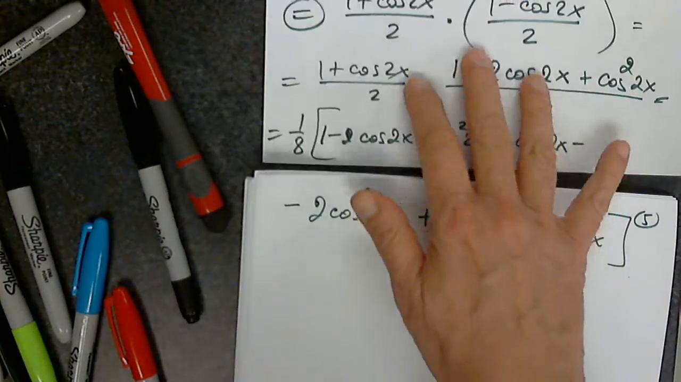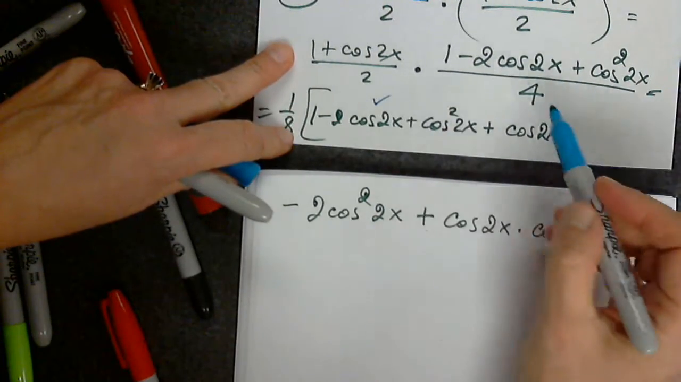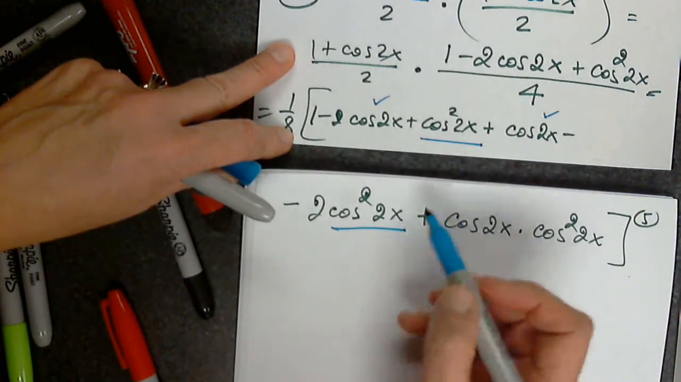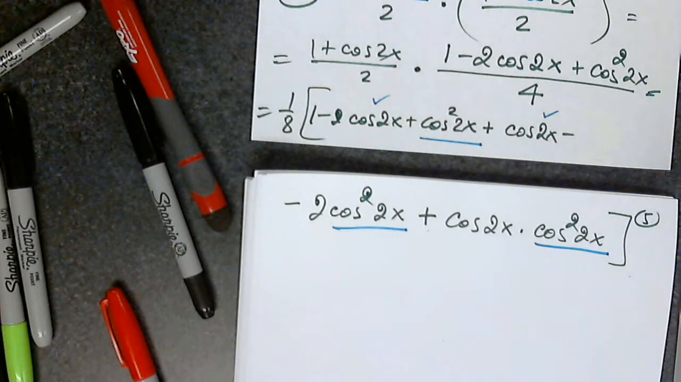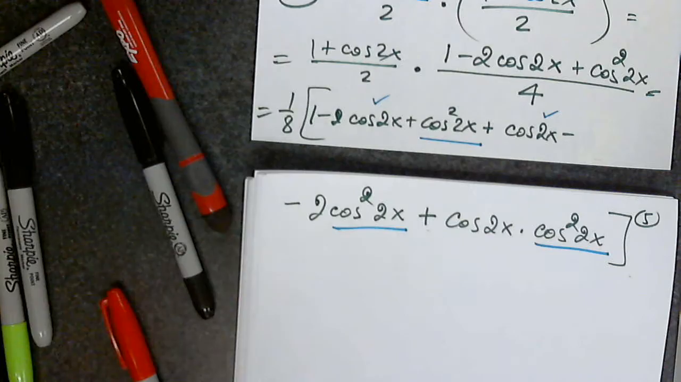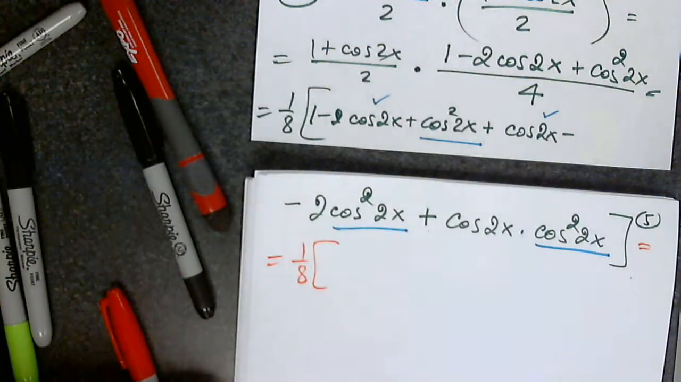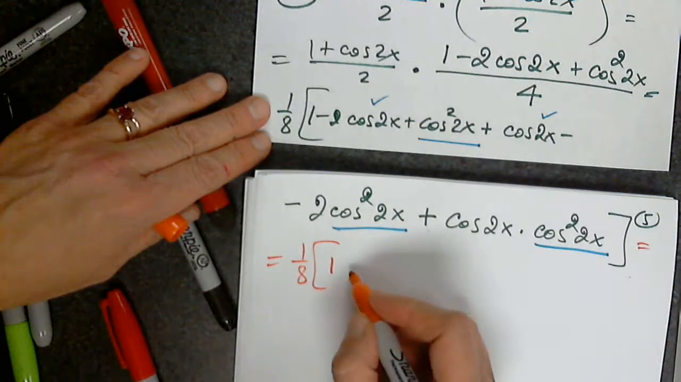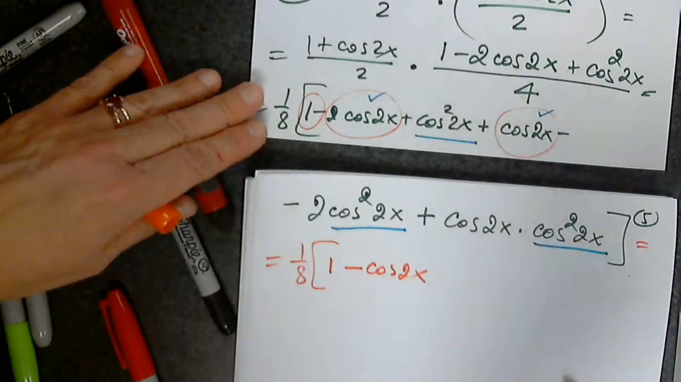So now let's see what is acceptable. This is acceptable, this is acceptable, I will combine like terms. This is not acceptable, this is not acceptable, but I will combine like terms. And this is not acceptable because they still have powers on them. Okay, so now I copy 1 over 8 in front, copy the bracket. 1 is alone for now. I see negative 2 cosine twice x and the positive cosine twice x, so this is minus cosine twice x. And I'm done with these 3 terms for now.